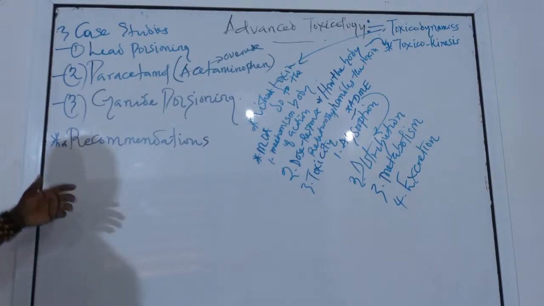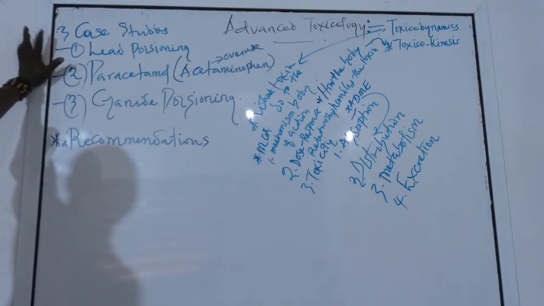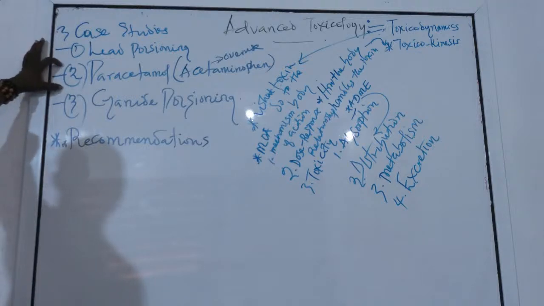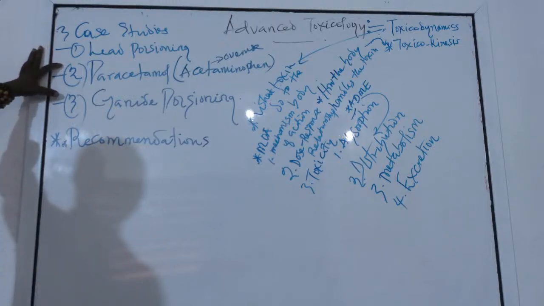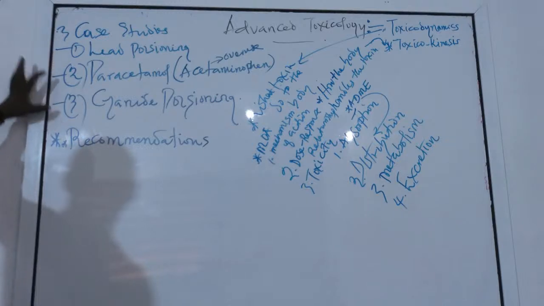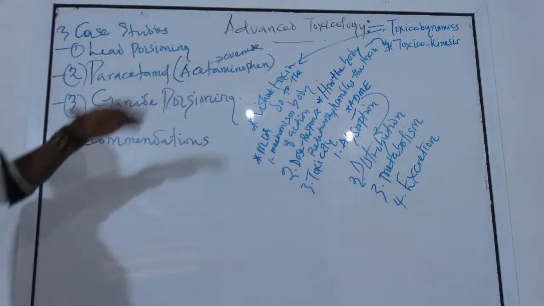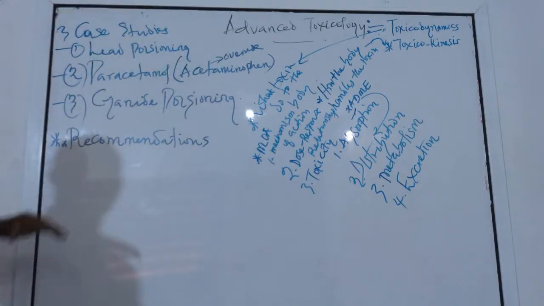After that, we'll start considering three case studies, and we'll look at lead poisoning, an example of lead poisoning. We'll look at paracetamol overuse or overdose. We'll look at the toxicodynamics and toxicokinetic events of it. Then the last one is cyanide poisoning. And based on all this, we'll cap it off by making certain recommendations.